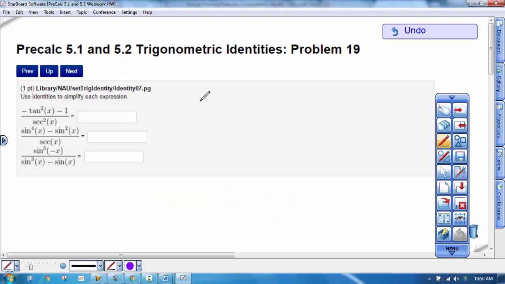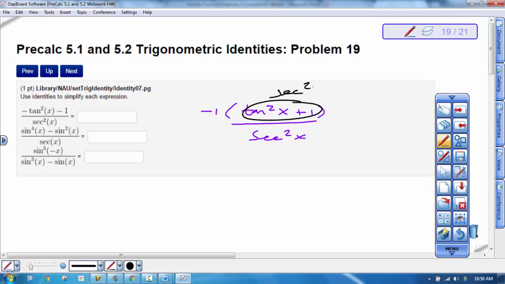The next problem wants us to simplify these again. So the first one, I'm going to pull out a negative 1, and I end up with tangent squared of x plus 1 over secant squared of x. That's pretty simple because this is on your formula sheet under your Pythagorean identities as secant squared. So these cancel and you just get negative 1.